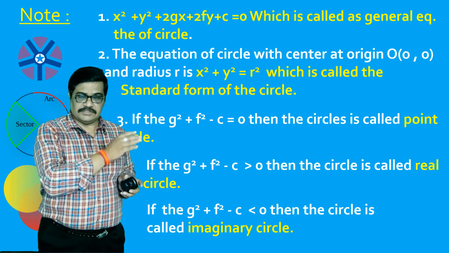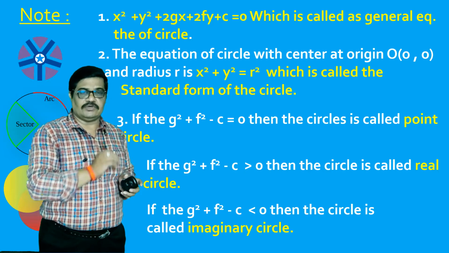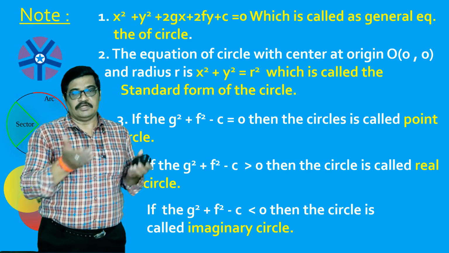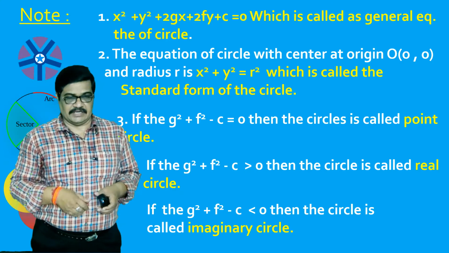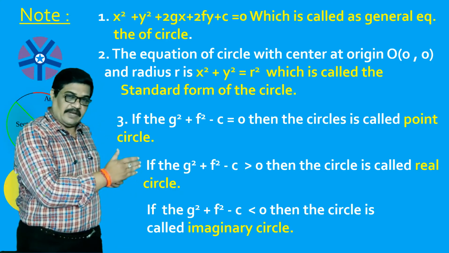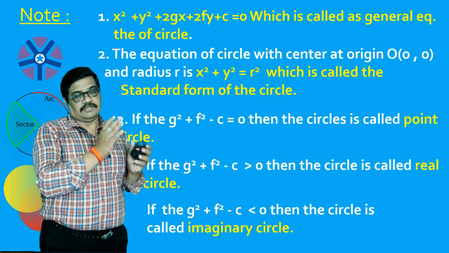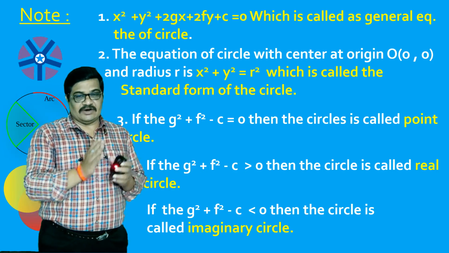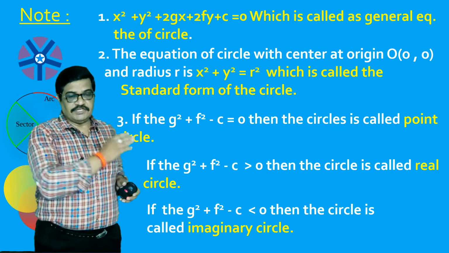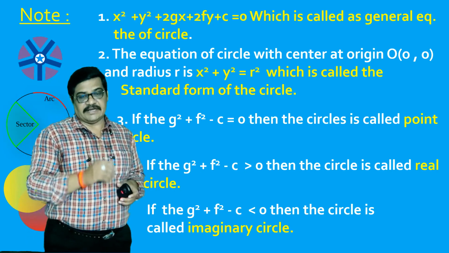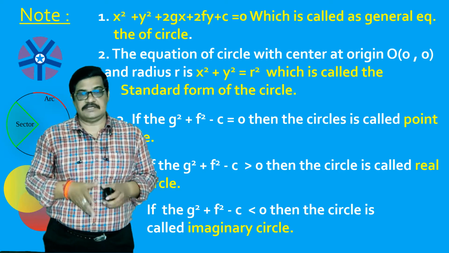If g square plus f square minus c is equal to 0, the radius becomes 0. Then the radius is 0, and that circle is called a point circle. If g square plus f square minus c is greater than 0, then the radius r is a real value, and the circle is called a real circle. If g square plus f square minus c is less than 0, then the circle is called an imaginary circle.